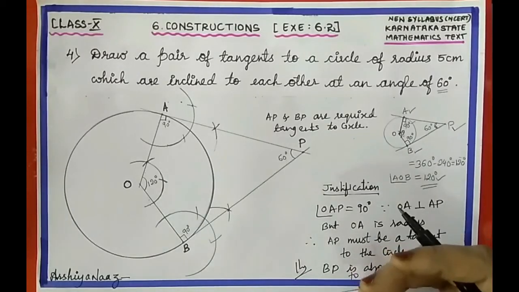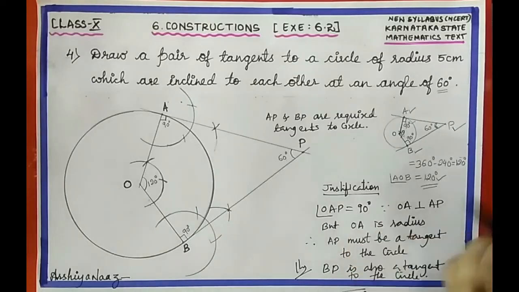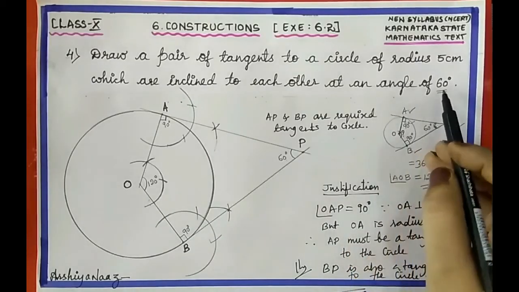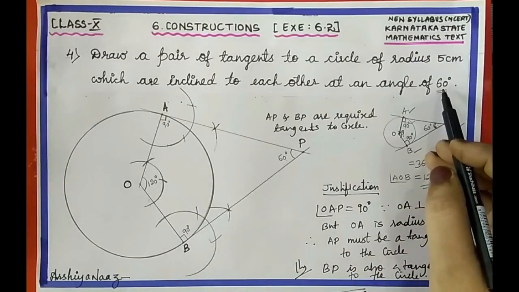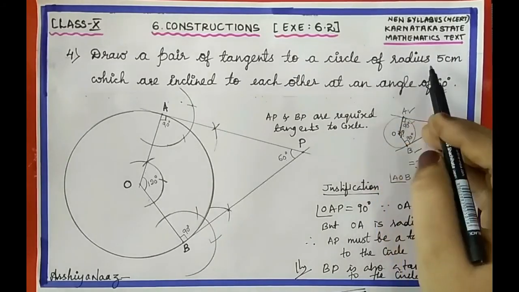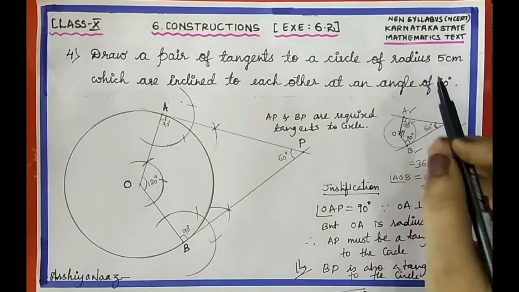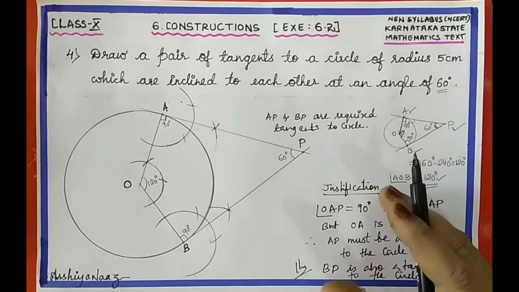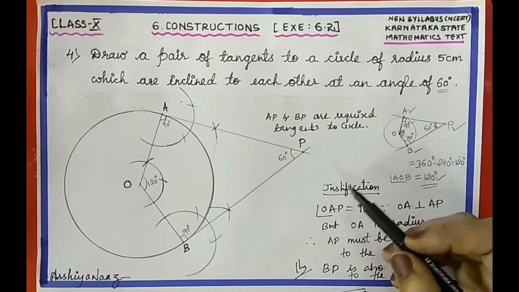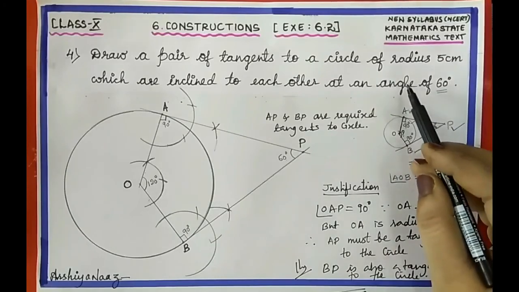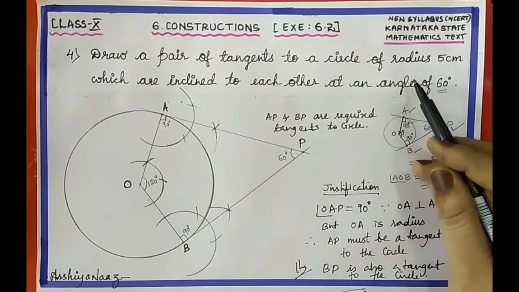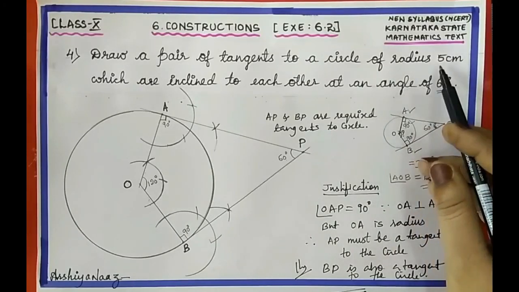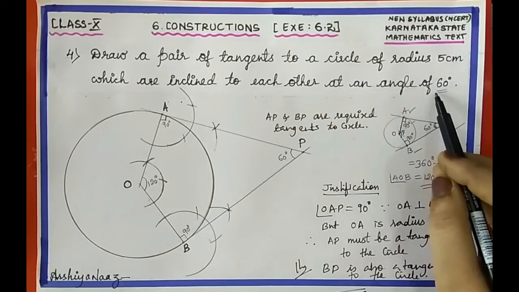You need to practice these constructions again and again. If you want, you can change the angle here and try that. You can also change the radius and construct the tangents, so that you will become perfect in constructions. In the exam, the question may not be the same. It may be somewhat different. Maybe the radius is different, maybe the angle will be different.